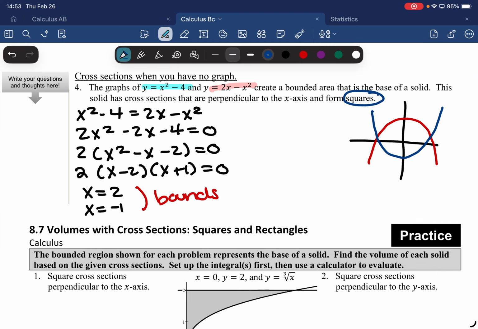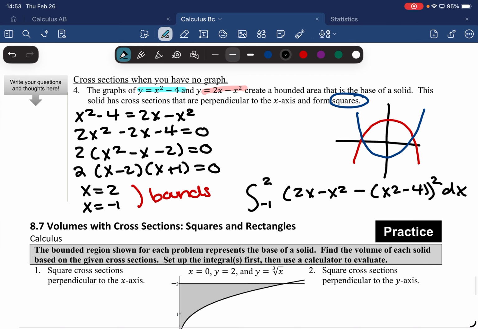So I know my area is going to be side squared, and my side is going to be the top function minus the bottom function. So this is going to be the integral from negative 1 to 2. My top function is that negative quadratic, so 2x minus x squared, minus the bottom function, x squared minus 4, squared dx. Okay, because remember the area of a square is side squared. Function f minus function g is our side, and then we square the whole thing.